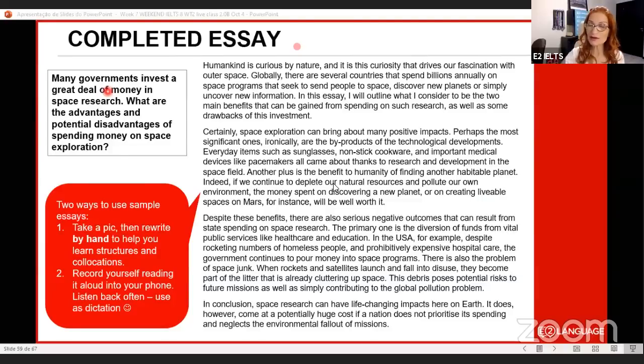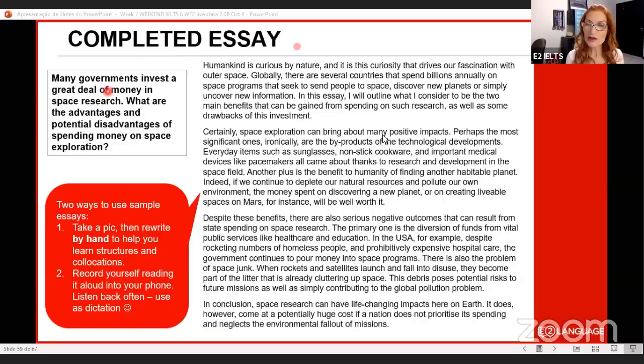So we put in the point, and let's see this here now. Umbrella sentence: certainly space exploration can bring out many positive impacts. So what does this paragraph deal with? It deals with the advantages. Then it goes, perhaps the most significant ones, ironically, are the byproducts of the technological developments. So remember our plan there? Everyday items such as sunglasses, non-stick cookware, and important medical devices like pacemakers all came about thanks to research and development in the space field.